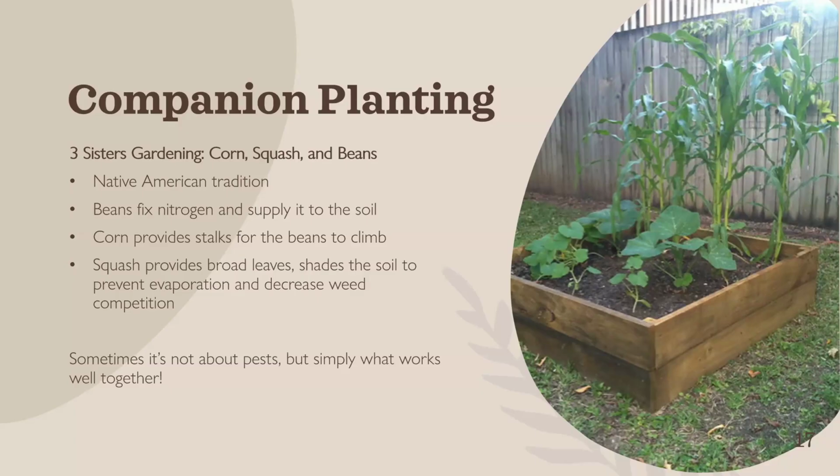So by chopping off the leaves at the end of the harvest, at the end of that plant's life cycle, and then just dropping them there in the garden, they'll break down naturally over time and add more organic matter into your soil. And sometimes it's not about pests or what plants deter others' pests, but simply what works well together and what might pair well spatially.